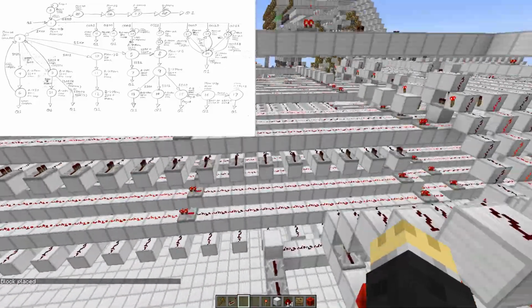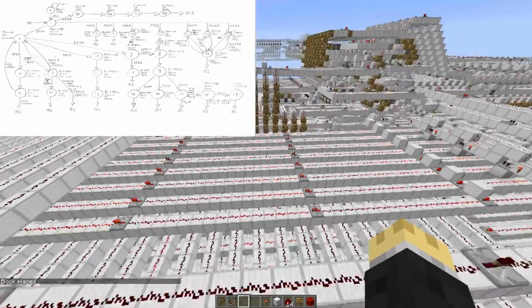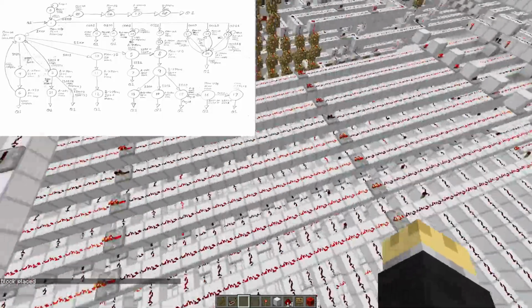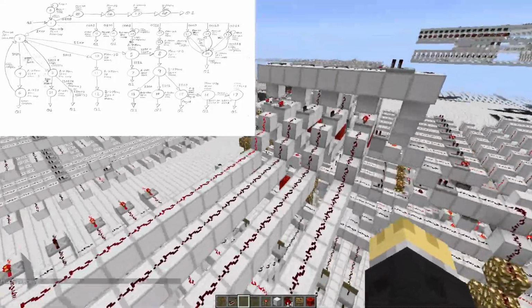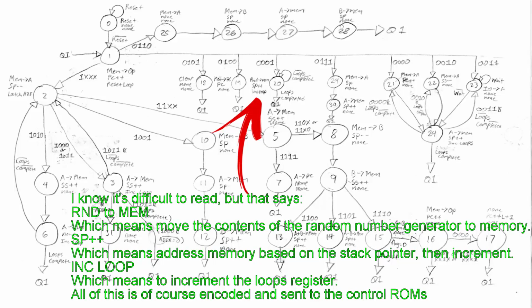of course, and state 20 is going to tell the decode ROMs to read the random number generator over here and then write to memory based on the stack pointer. And of course, it's going to adjust the stack pointer based on the address information. So it's going to, I believe, increment.